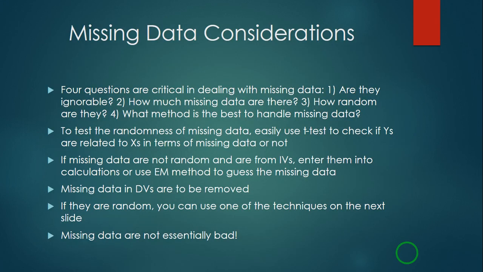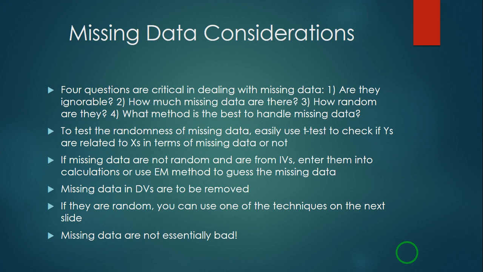There are four important questions in dealing with missing data. First, are they ignorable or not? Second, how much missing data are there? Do you have too many missing data or just a few? How random are they? Are they really random, or are they non-random or systematic? And what method is best to handle missing data? Answering these questions is very important because they will help you to deal with the missing data in the best way.